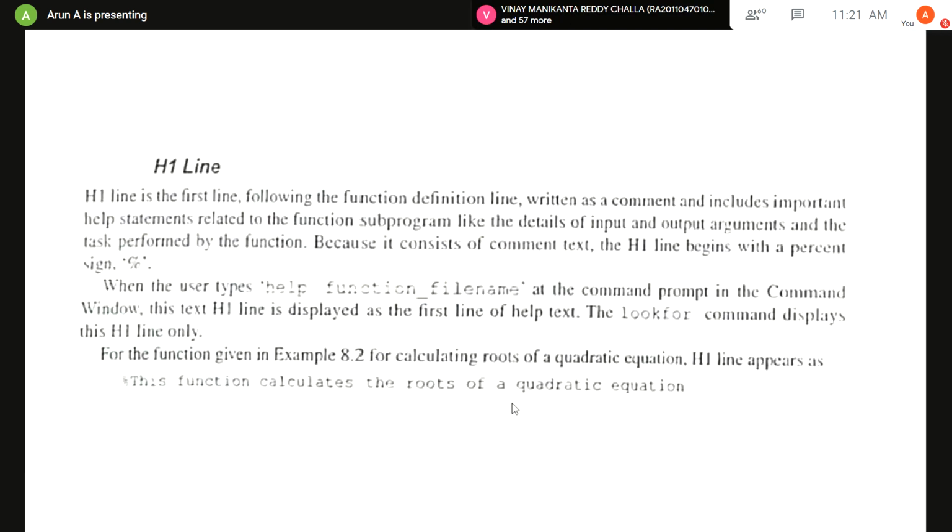The second is the H1 line. If you look at this H1 line, H1 is the first line, right? Just watch the program. In the program, you would have seen this line: this function calculates the roots of a quadratic equation. So this is called the H1 line in the program. It is the first line. You can compare this with the program in the previous slide and understand where it is coming from. So this is about the H1 line.